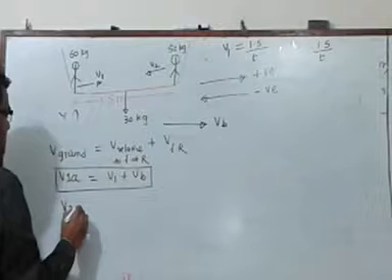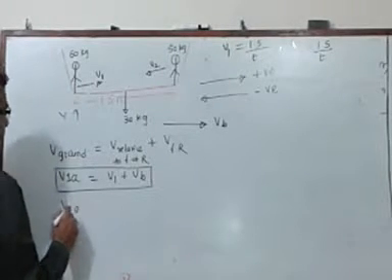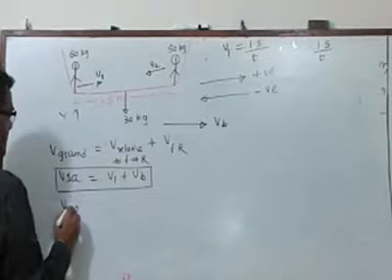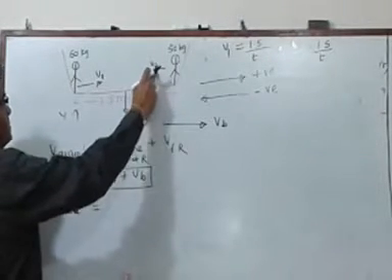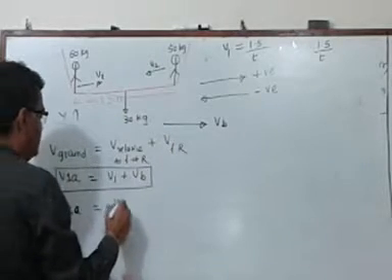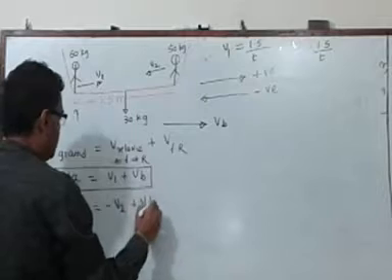At the same time, v2a, the actual velocity of the girl, let me take it as v2 actual. Please note that it is to the left, so it will be minus v2, and we have taken the velocity of the boat to the right anyway, so plus vb.